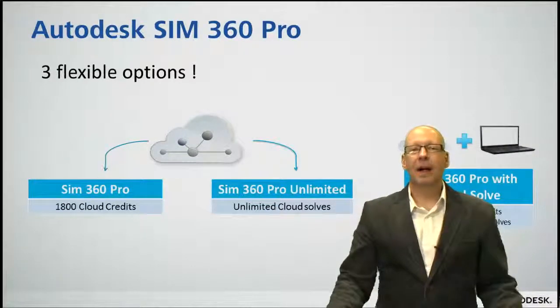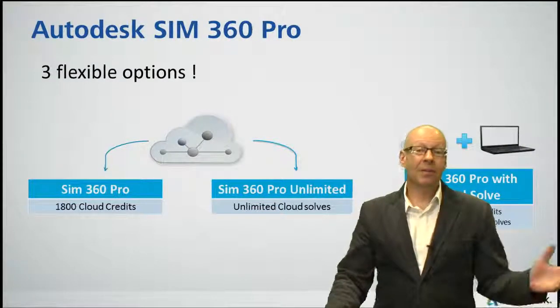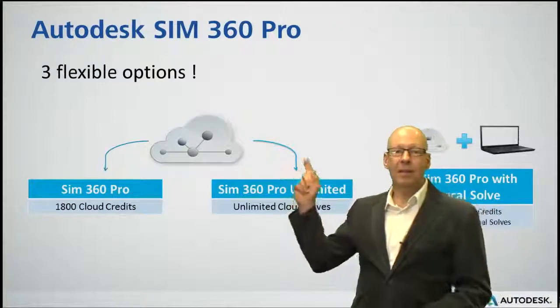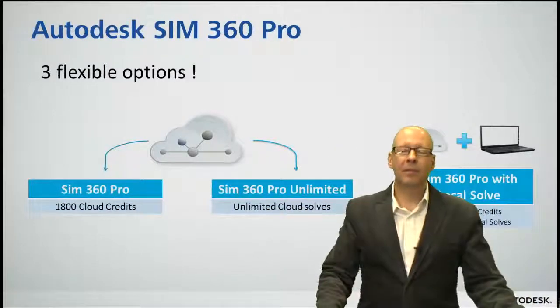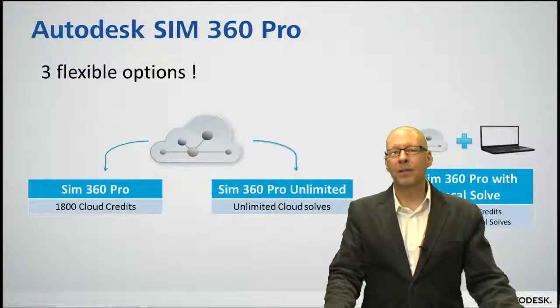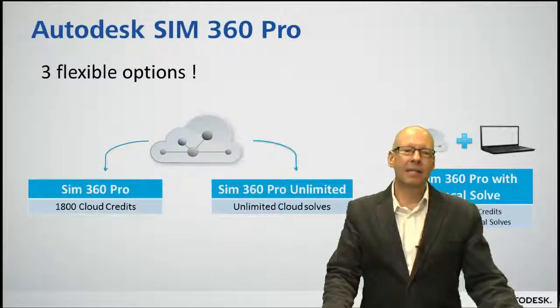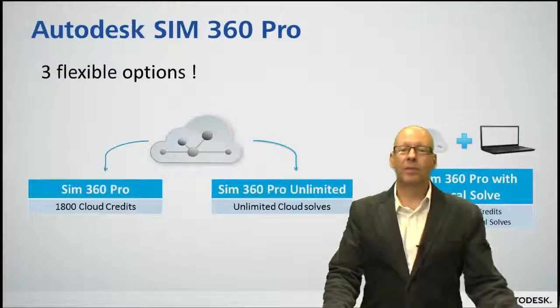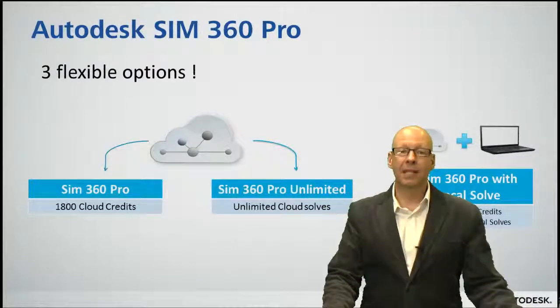And finally, let's look at the options available for Sim 360 Pro. It's offered in three very flexible options. First option is a metered option. It provides 1,800 cloud credits, and cloud credits are just a unit that you would burn when you're actually submitting for solving. And in this case, 1,800 cloud credits is equivalent to about 120 jobs run in the cloud.